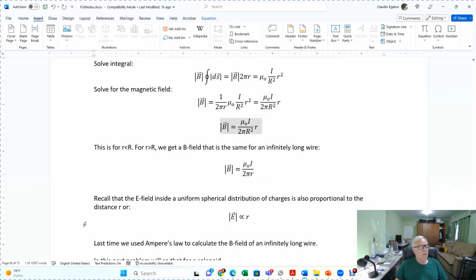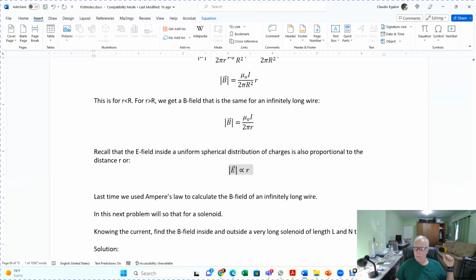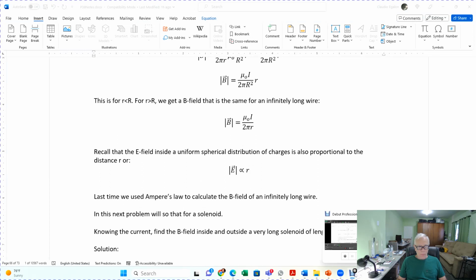Recall that we got something similar for the electric field, right? In a sphere with uniform charge distribution, the electric field is directly proportional to the distance from the center. So what we're going to do next is apply Ampere's law for the solenoid. That's another important device for which you need to know how the magnetic field behaves.